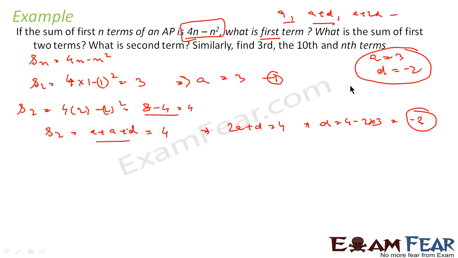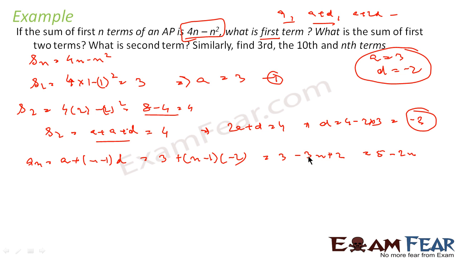I have A and D, I have everything now. Correct. I have this formula an is equal to A plus n minus 1 D. A is nothing but 3 plus n minus 1 and D is nothing but minus 2. This comes out to be 3 minus 2n plus 2, that is 5 minus 2n. So an is 5 minus 2n. This is the general formula I have got.